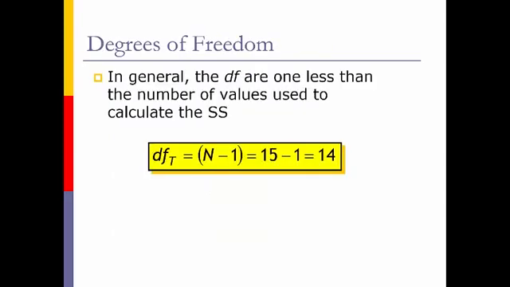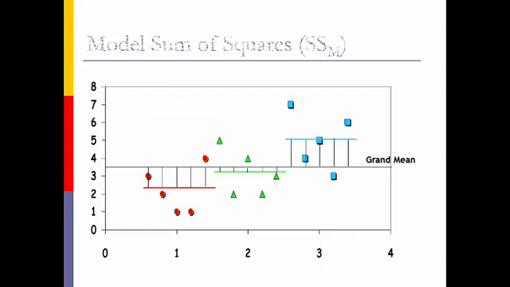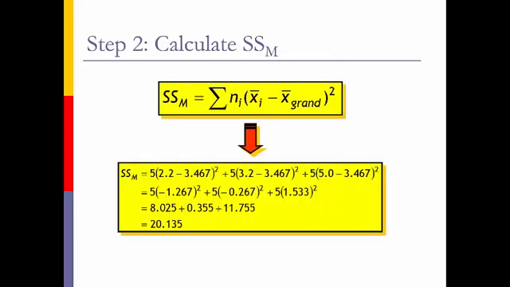The degrees of freedom, because we used one element, the grand mean, to calculate the differences, that's where that 1 comes from. So the degrees of freedom is simply n minus 1, so we have 14. And then we have our model sum of squares, so that's where we take the mean of each data set, which is the green, blue, and red lines, the mean of the data set minus the grand mean, and those are the calculations for that.